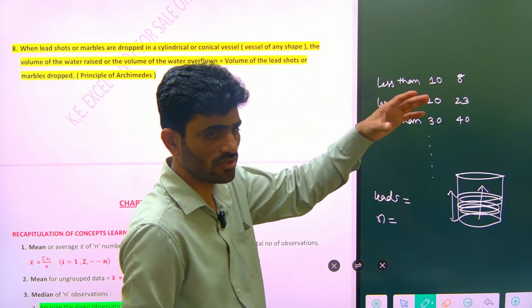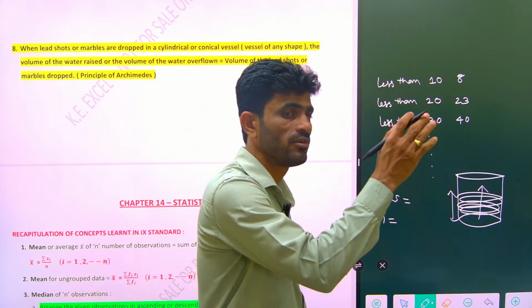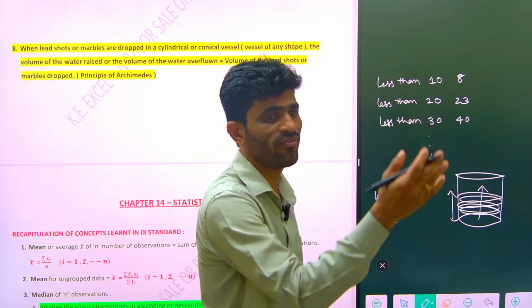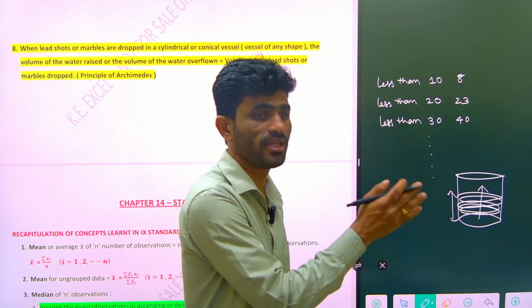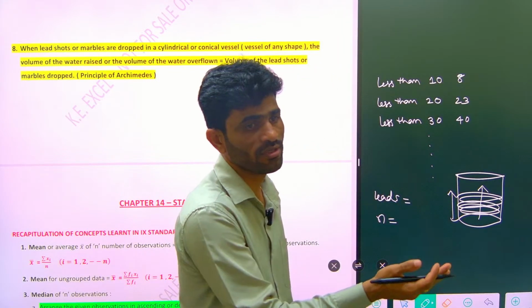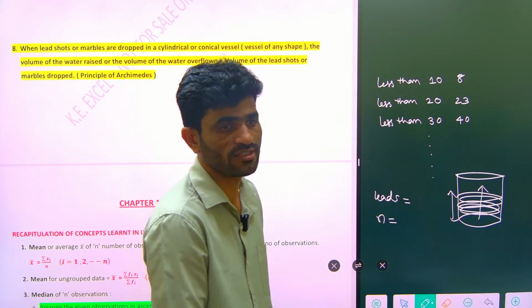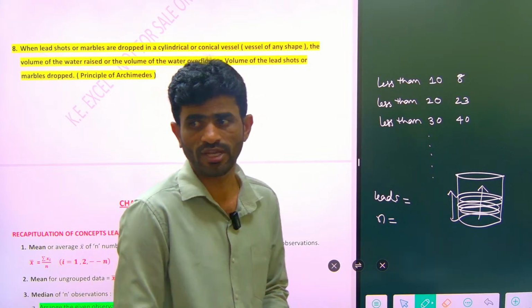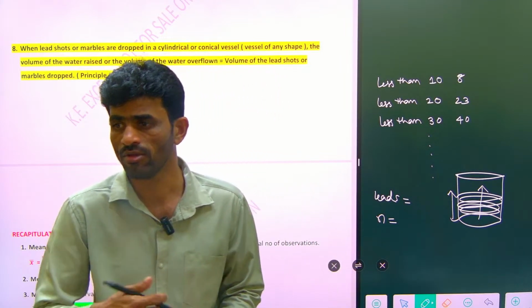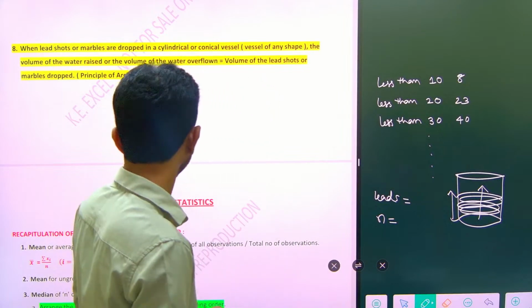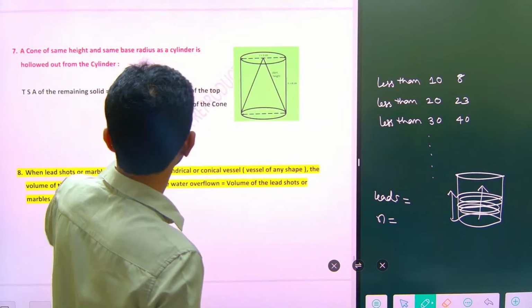Here they ask you how many lead shots should be dropped so that it will raise that much. Volume of cylinder by volume of lead shot. Volume of bigger solid by volume of smaller solid. If they ask you the number of solids, keep that in mind. Whenever they ask you the number of solids, volume of bigger solid by volume of smaller solid. Try to remember this.